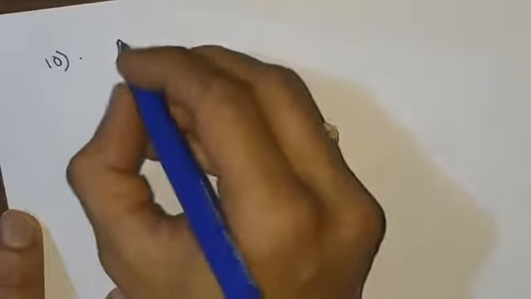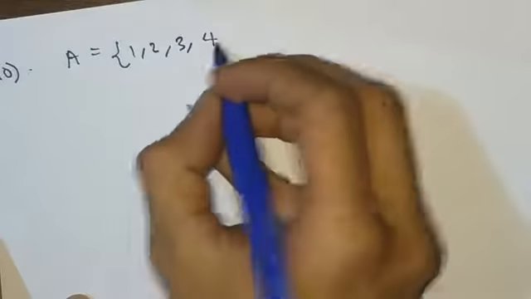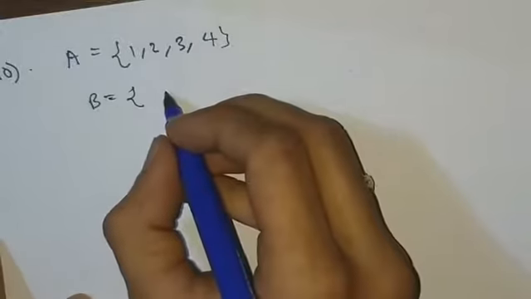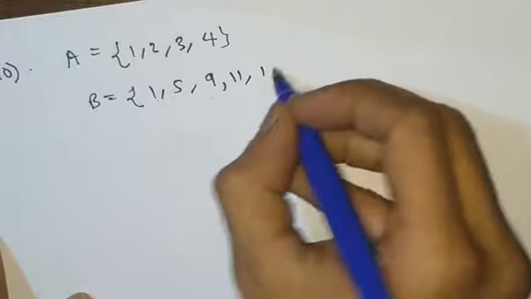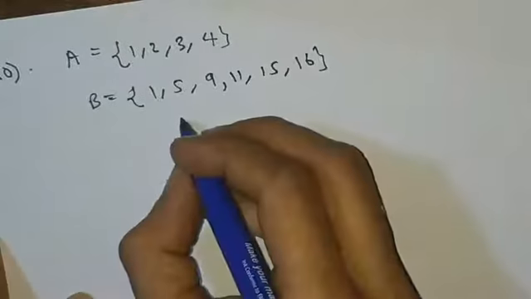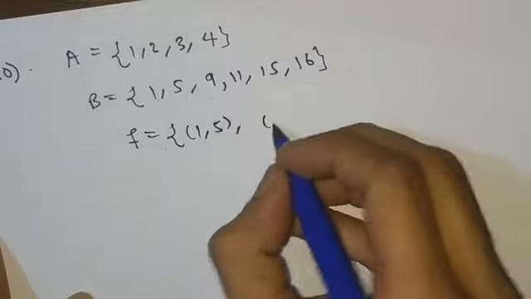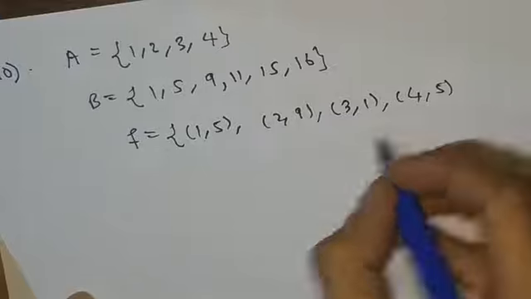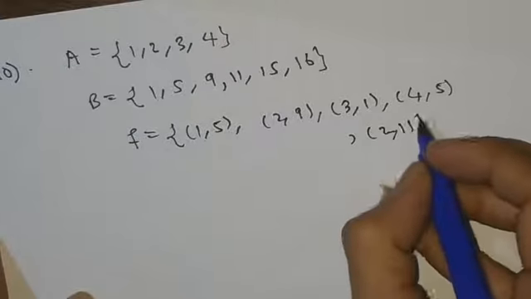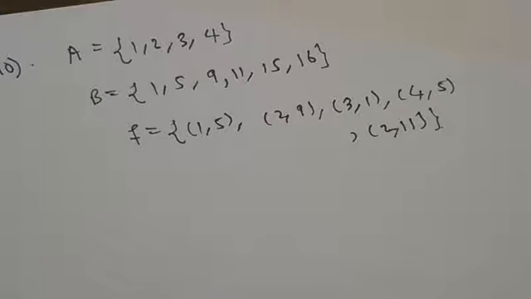You are given the set A equal to {1, 2, 3, 4}. You are given the set B equal to {1, 5, 9, 11, 15, 16}. And the function F is defined in this way: (1, 5), (2, 9), (3, 1), (4, 5), (2, 11). We have to check whether the statements 1 and 2 are true or not.